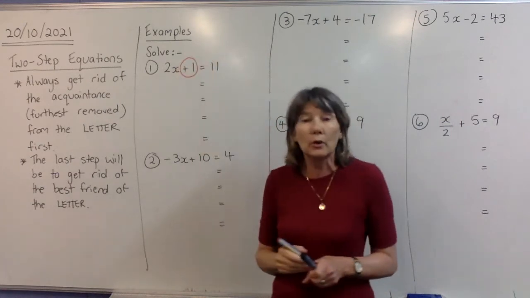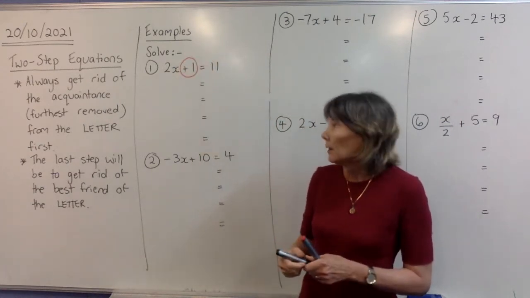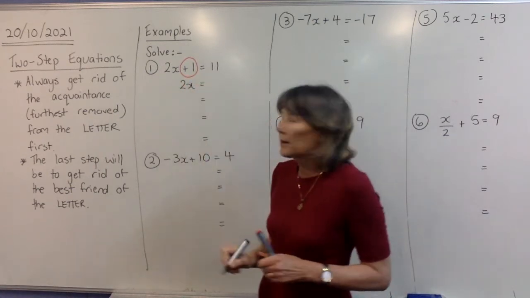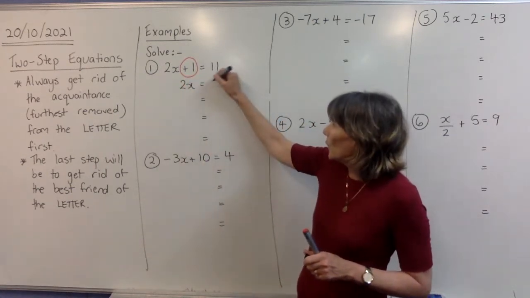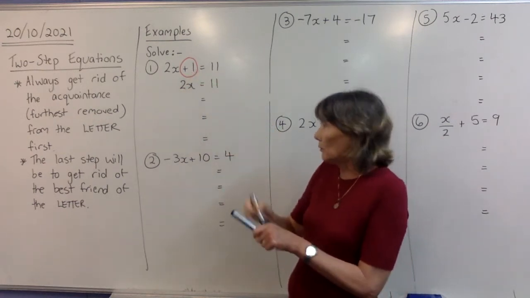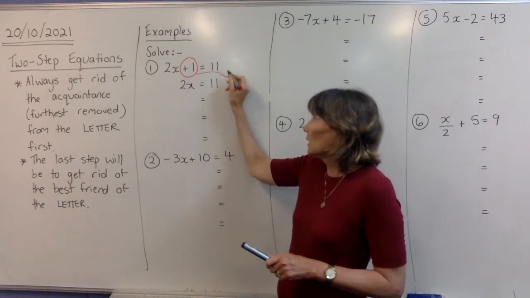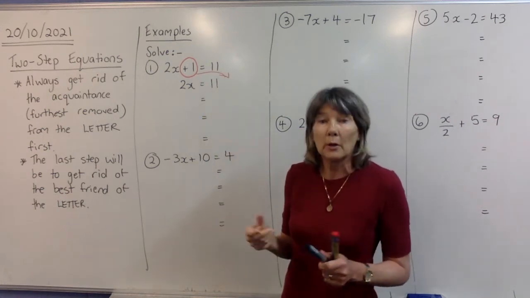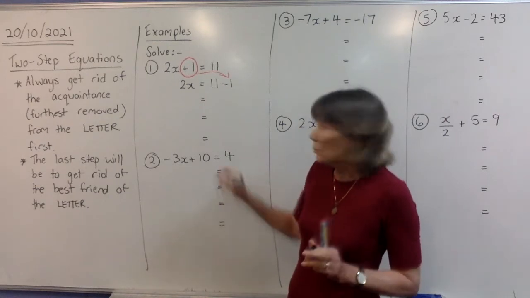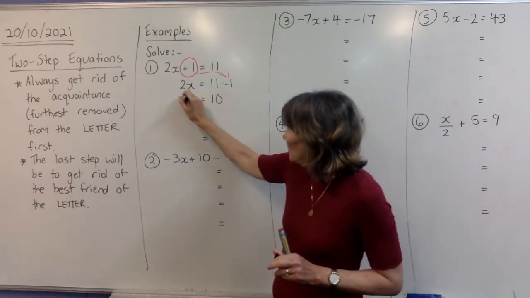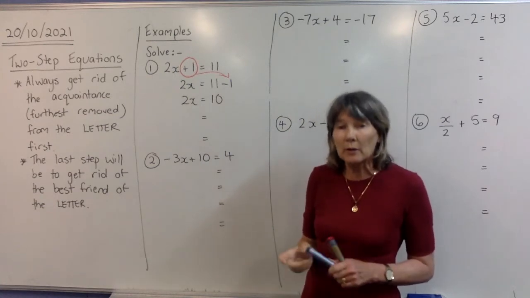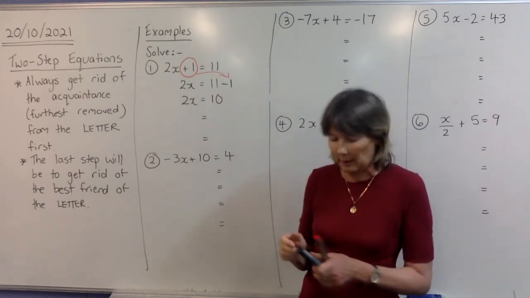So I want you to circle that with your red pen. Now once the plus 1's gone, you're going to be left with just 2x on the left-hand side. On the right, we have 11 already there. When the plus 1 comes over, we're doing the opposite operation. So we're doing minus 1. Then we're just going to work out what 11 minus 1 is. That's 10. Keep the 2x. And now you're up to the last step. So you do have to get rid of your best friend, which is the 2 now.